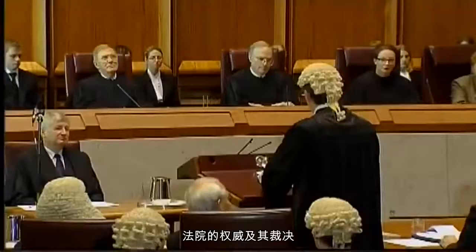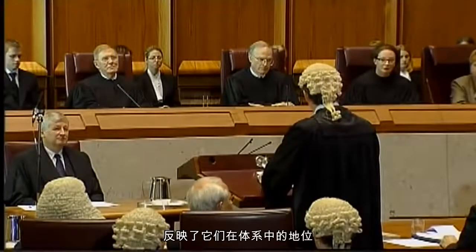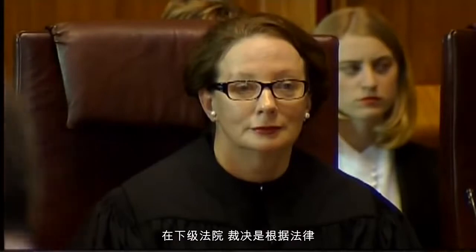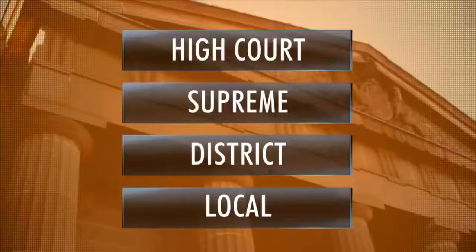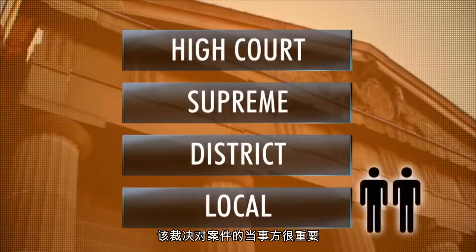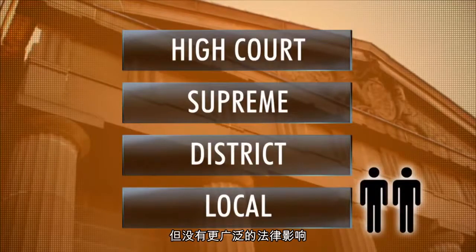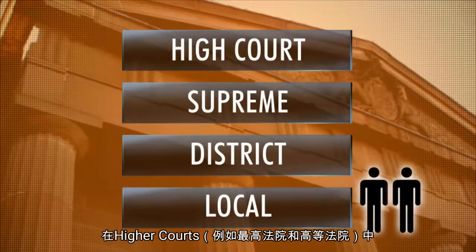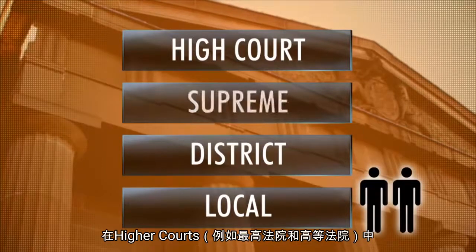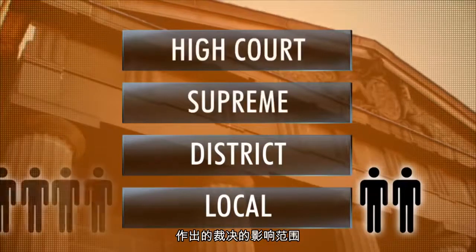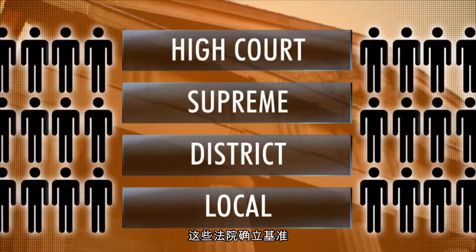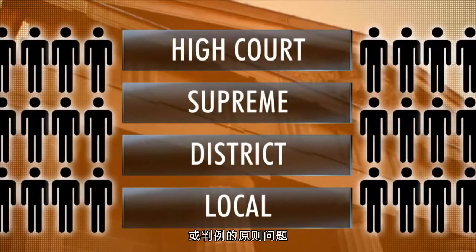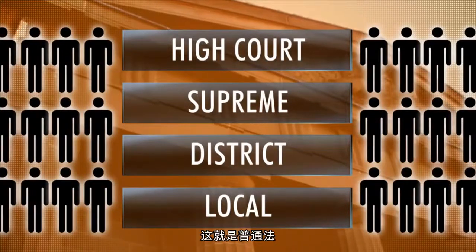The authority of the courts and their decisions reflects their place in the hierarchy. In the lower courts, the decisions are made according to legislation and any authority or precedent from the higher courts. The decisions are important to the parties in the case, but do not have wider legal ramifications. Decisions made in the higher courts, such as the Supreme Court and the High Court, do have ramifications beyond the parties. These courts are deciding matters of principle that establish benchmarks or precedents, which is called the common law.